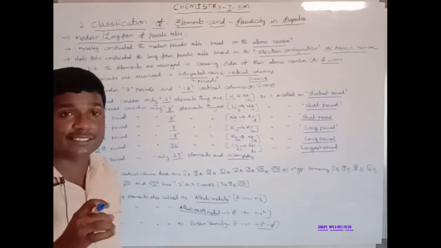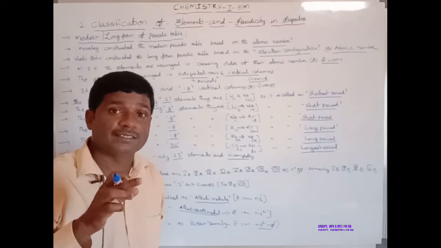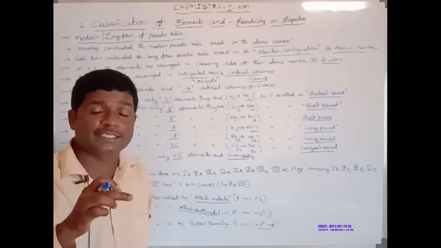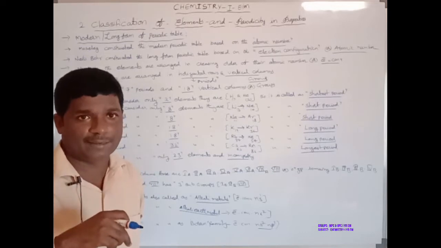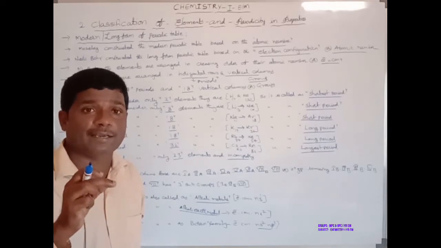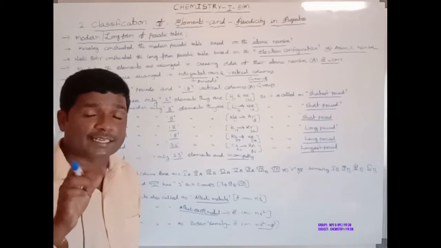Which concept is the constructor of the modern Mendeleev periodic law? Here it is the atomic weight. The Mendeleev periodic table was constructed by the scientist Mendeleev based upon atomic weight.